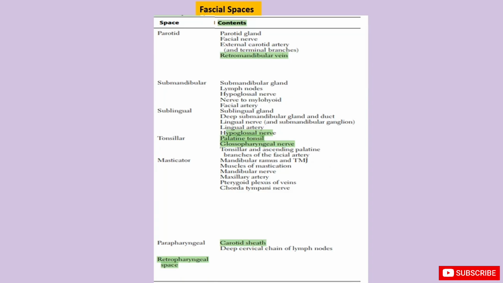Okay, so on this slide, we can see different facial spaces. We know these are the important spaces we have: parotid, submandibular, sublingual, tonsillar, and masticator. We are not going to do the boundaries, just the contents is enough. You can memorize them, like carotid sheath present in the parapharyngeal space, retropharyngeal space. As you know, that space can get infected in Ludwig angina, right? It can cause breathing problems to the patient, creates an emergency condition.